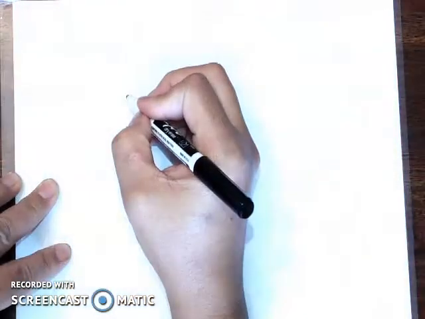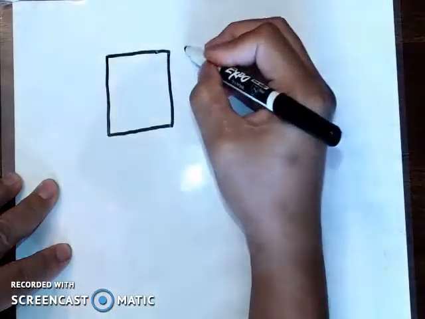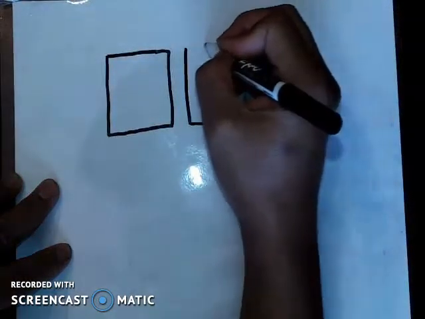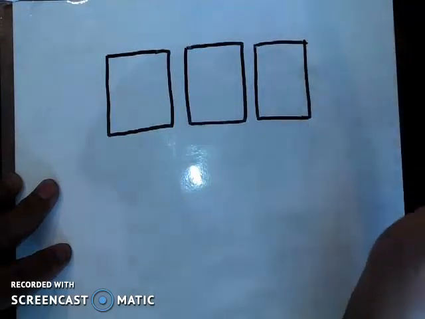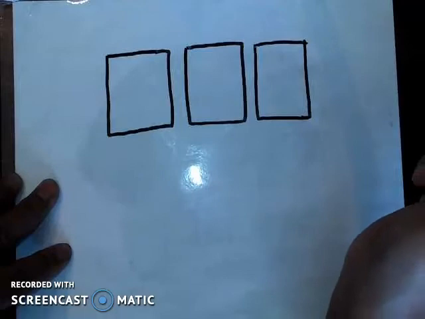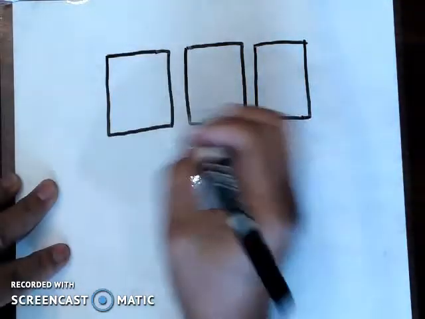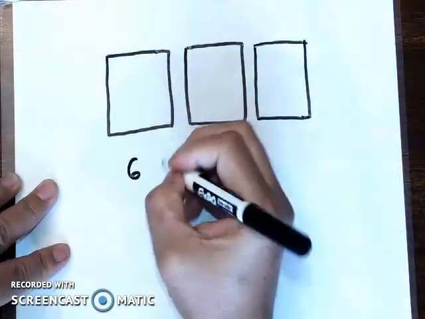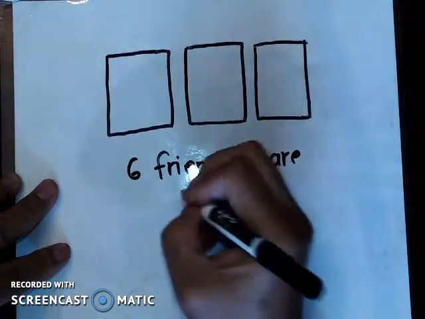Let's try another one this time. I'm going to take, let's see, have you ever had brownies before, you guys? I love brownies. So I'm going to draw these 3 squares, and I'm going to pretend that these are brownies that a friend of mine has baked. And now my friend wants to share these brownies with 6 of her friends. So 6 friends share 3 brownies.